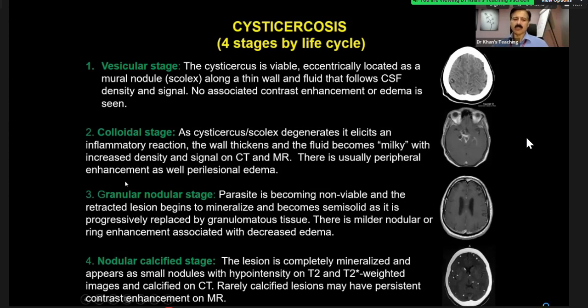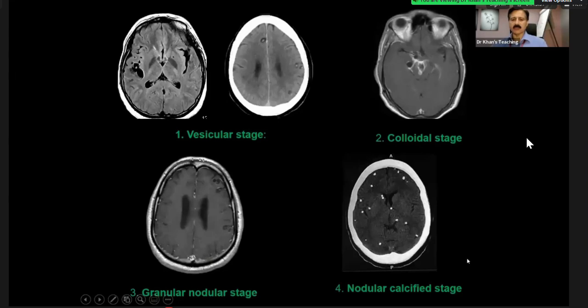Then the inflammation settles down, the granular nodular pattern, and finally the nodular calcified stage, which will be like this. Calcified stage anywhere will have calcification. So these are vesicular. Look at this, nodule within a cyst, cyst with a nodule. If I ask you in the exam, you will be worried that this is a cystic space. This nodule is the key finding for the exam. This is the vesicular state.